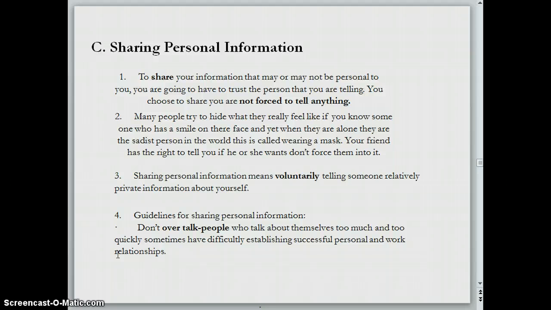Sharing personal information. This is generally tied to the more friendly towards more intimate relationship scale. The information you share may or may not be personal to you. You're going to have to trust the person you're telling. You choose to share; you're not forced to tell anything. Sharing personal information means voluntarily telling someone relatively private information about yourself.